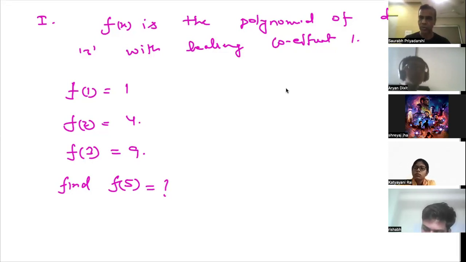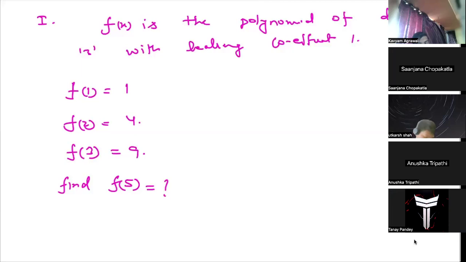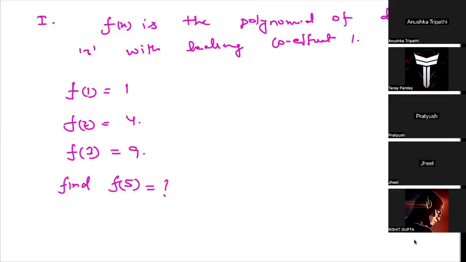Like you all? Try it. Right? Try. Okay, okay. Suraj, switch on your camera, beta. Anushka, camera. Sanjana, Pratyush, Zeel, Risit, camera, beta.